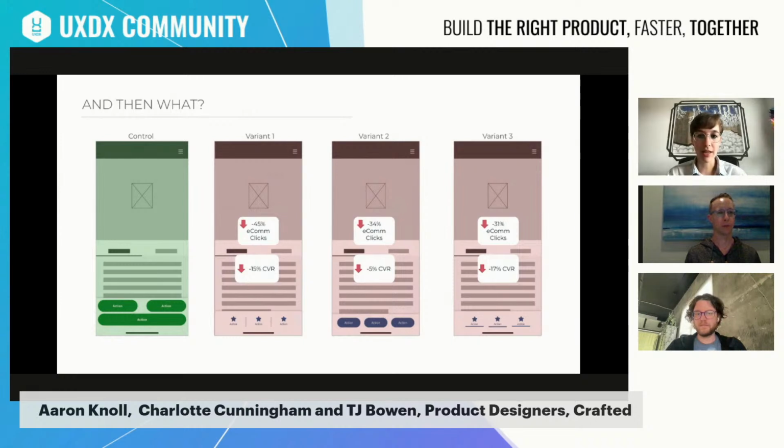So I'll let TJ speak to how that then translated to some of the business initiatives following this test. Great. Yeah, so understanding why this test failed was really helpful from the business perspective, because if we didn't know why, then we probably would have leaned into the icon approach.